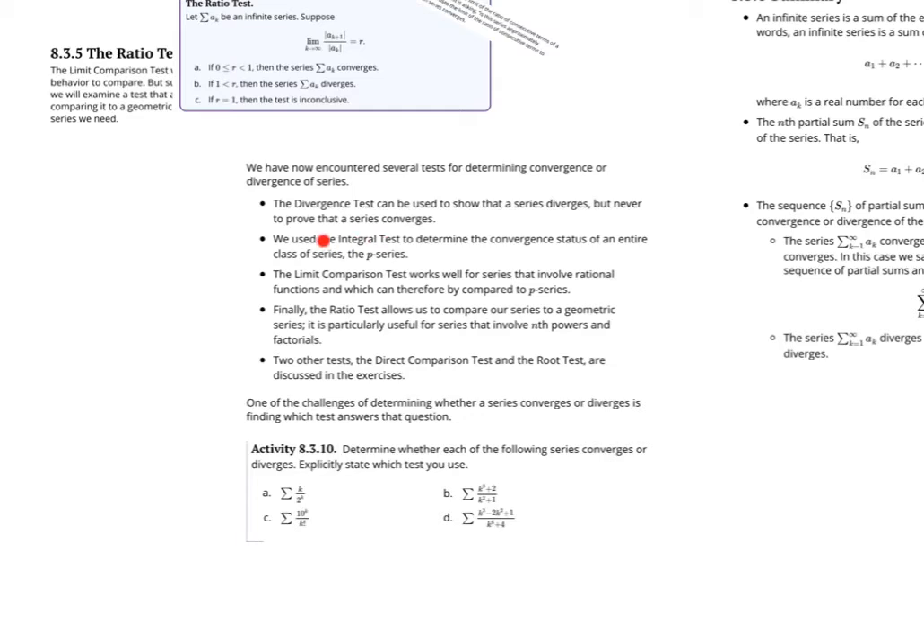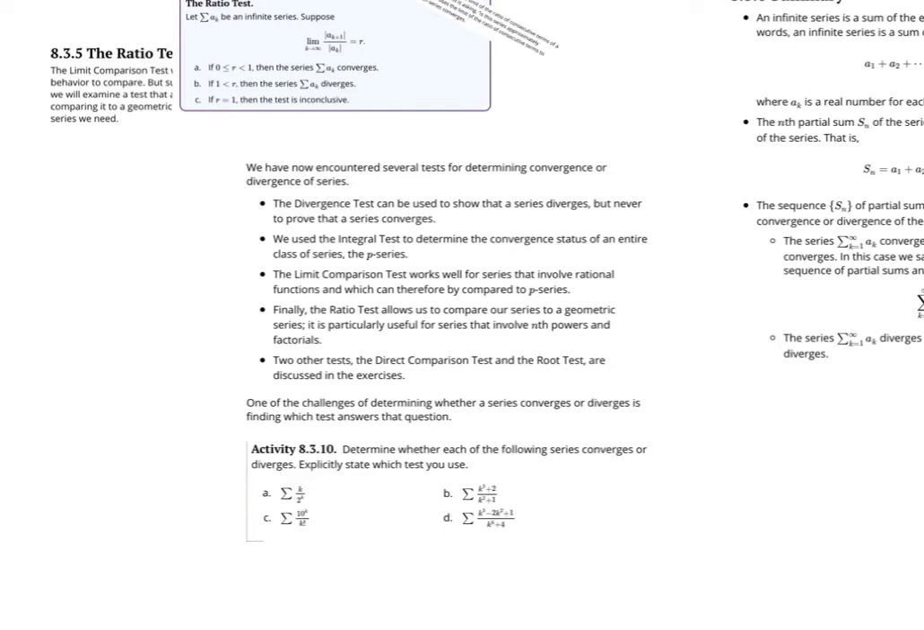Then we used the integral test to determine the convergence of an entire class of series called the p-series. You can use the integral test for other series as well. If the series looks like a function that's reasonable to integrate, then you can calculate the improper integral and use the integral test for that. But the main thing we get out of the integral test is the conclusions we drew about the p-series.